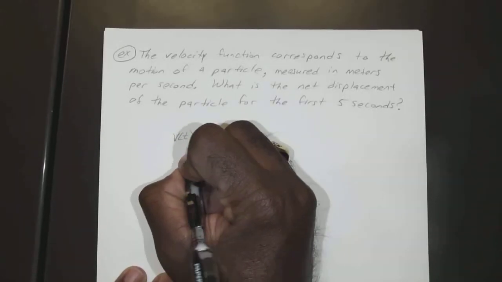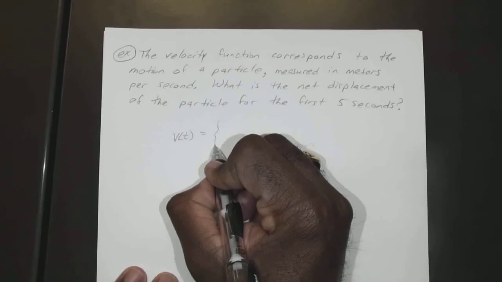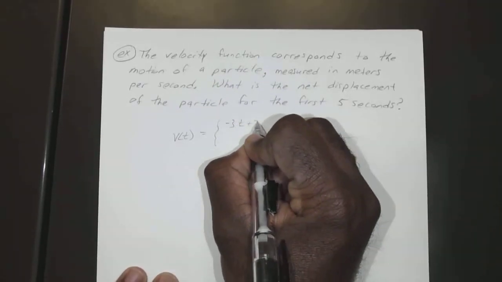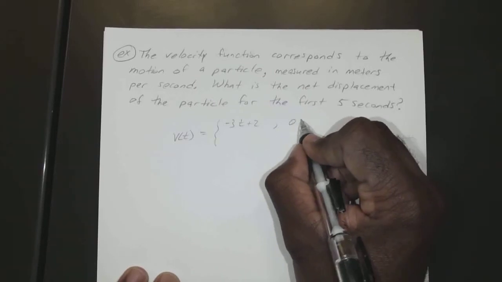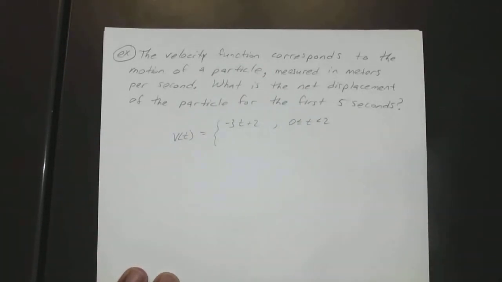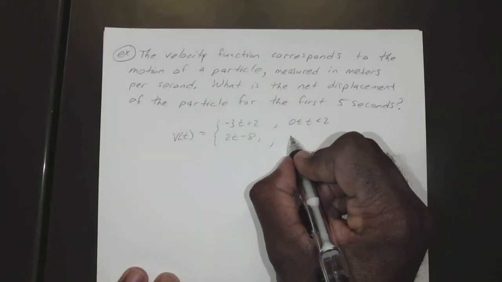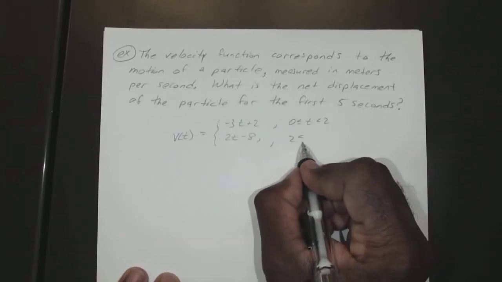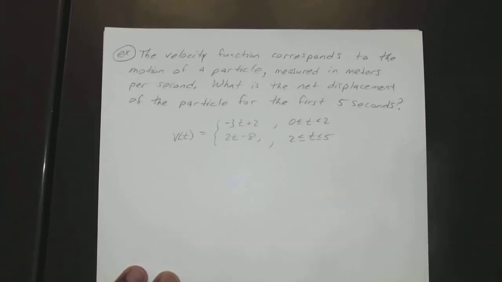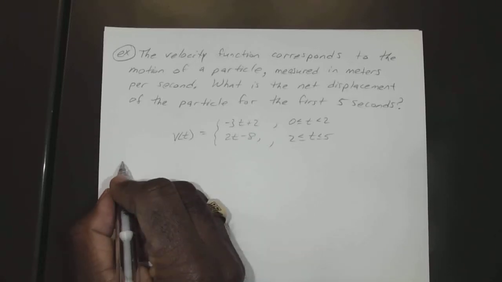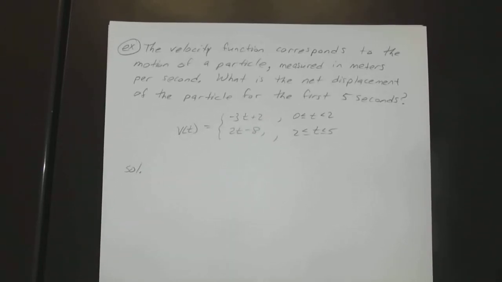Okay, and our velocity is equal to negative 3t plus 2, and that was when t was between 0 and 2 seconds, and 2t minus 8, and that was when t was between 2 and 5 seconds. Okay, so we want to know the first 5 seconds. So we want to know from t equals 0 to t equals 5.